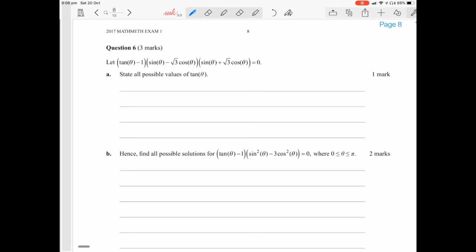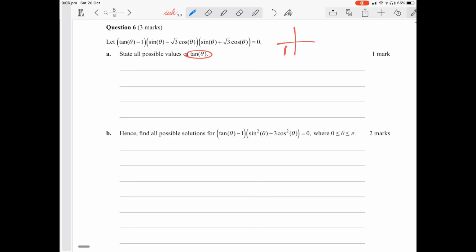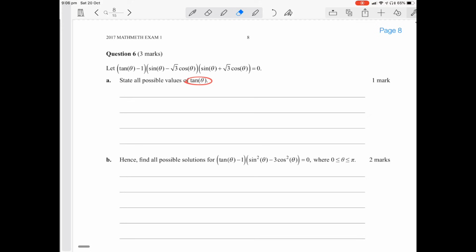I remember last year we hated this question because it says state all possible values of tan theta. Well, tan theta can be any real number, but they were referring to this. I don't like this question. Anyway, so here, if we solve that, we get tan theta is equal to 1, because tan theta minus 1 equals 0. Here, you get sine theta is equal to root 3 cos theta. So when we set that equal to 0, then we bring that to the other side, it becomes positive.